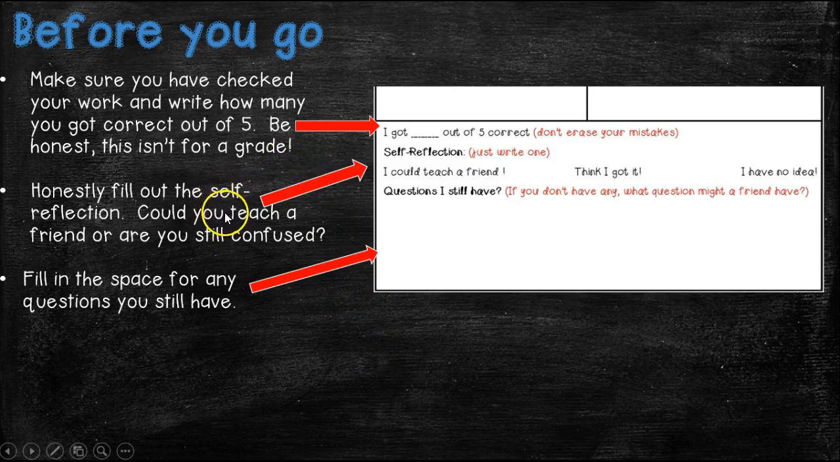Honestly, fill out the self-reflection. Could you teach a friend, or are you still confused? And fill in the space for any questions you still have.